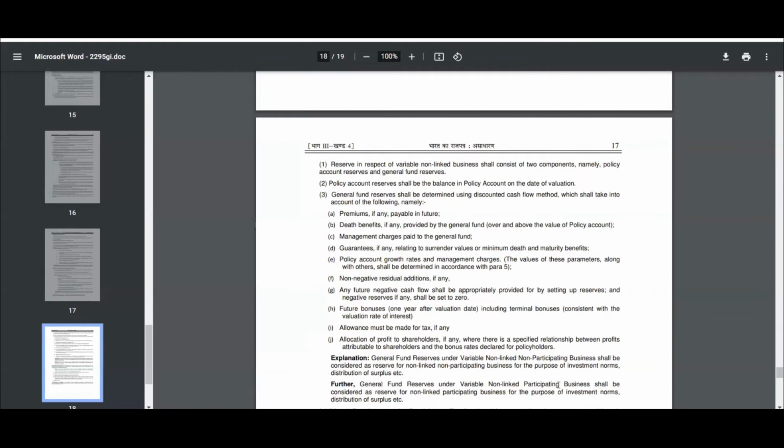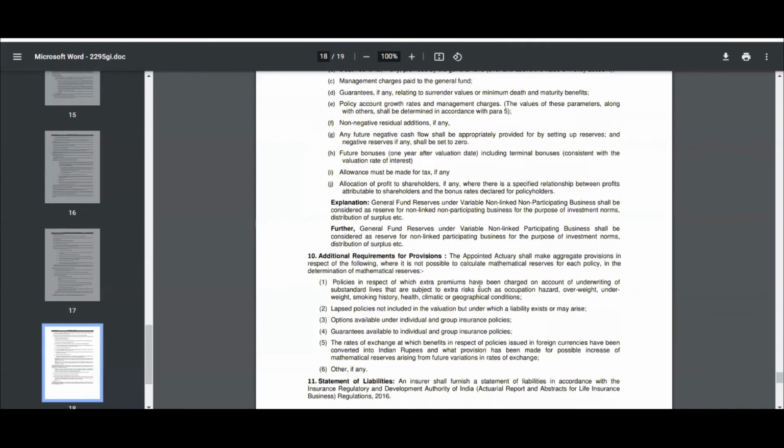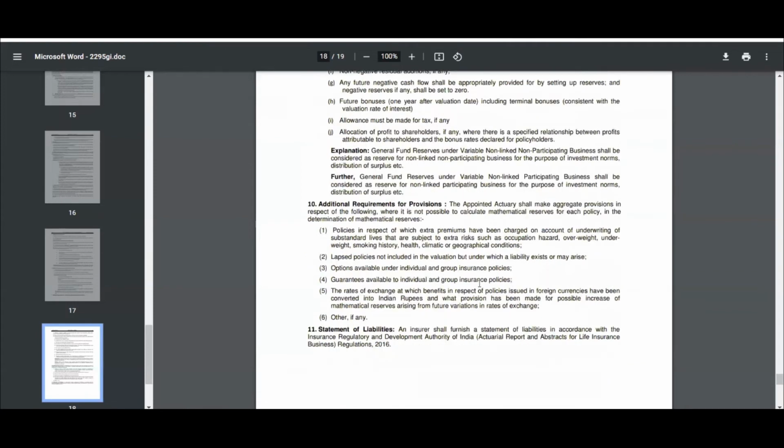And finally, there would be some additional provisions that the appointed actuary needs to keep, which they cannot keep for each policy, like mathematical reserves for each policy, but they need to keep aggregate provisions. This would arise for policies for which extra premium has been sought because of underwriting guidelines, for reasons such as occupational hazard, geographical limitations, or climatic conditions, or there might be underweight or overweight, especially substandard lives, basically substandard lives for which we require extra premium.